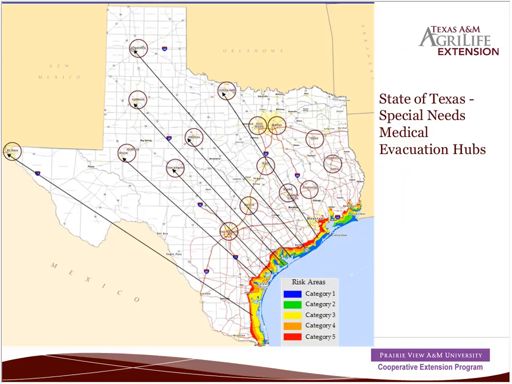Next slide. But then we have a tier two sheltering capability that's in the state emergency management plan, and these are in Amarillo, El Paso, Odessa, Midland, Lubbock. These are for air evacuation, and that would be when we have medical evacuation in Corpus Christi.